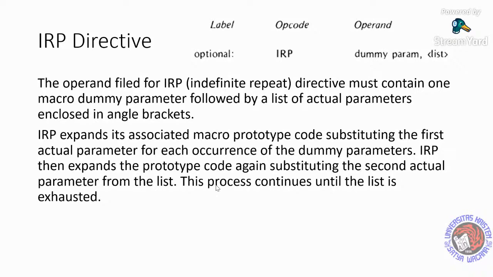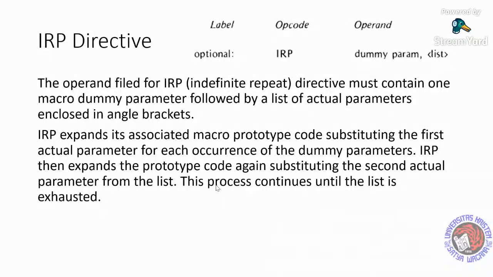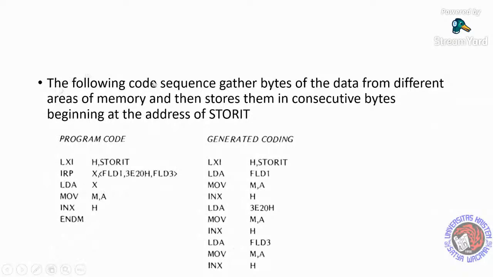This is the IRP directive. The indefinite repeat directive must contain one macro dummy parameter. This is definite repeat. This is indefinite repeat. So how do you create it? This is indefinite repeat. The following code sequence gathers byte data from different memory locations and then stores them to consecutive bytes beginning at the start of the store location. So this is the store location, the address, and then the indefinite repeat with the variable. So you do the load, and then move to M,A and then increment H. Okay, then load this one, move this one, move this one. This is indefinite repeat.